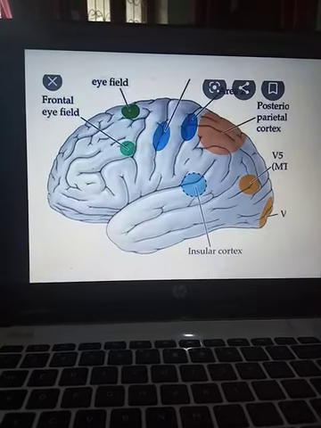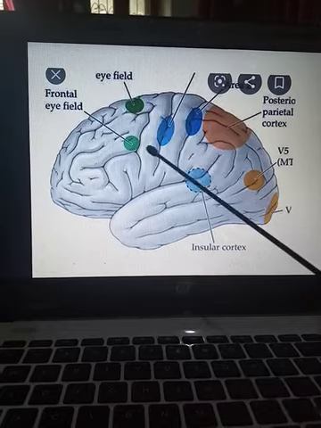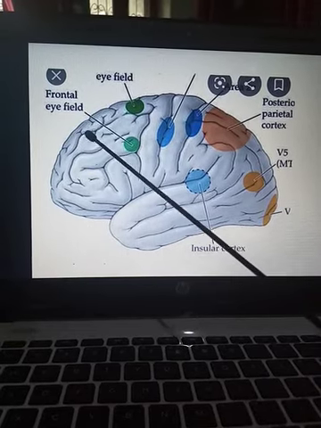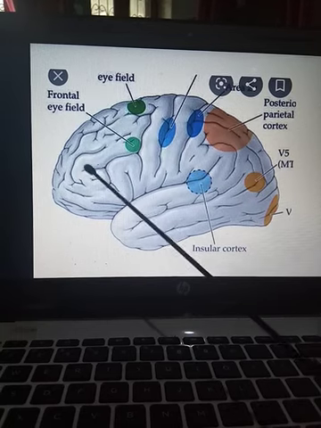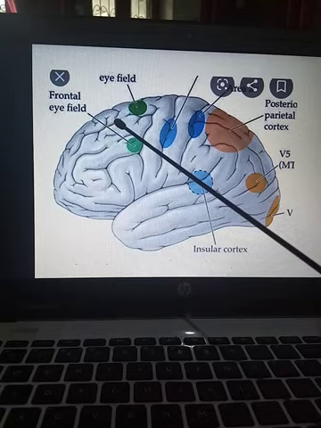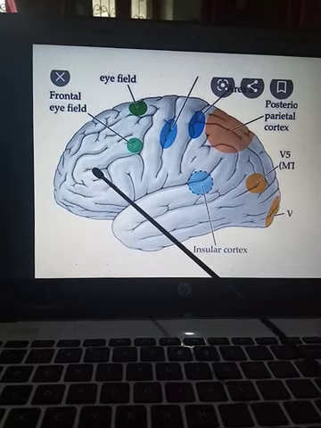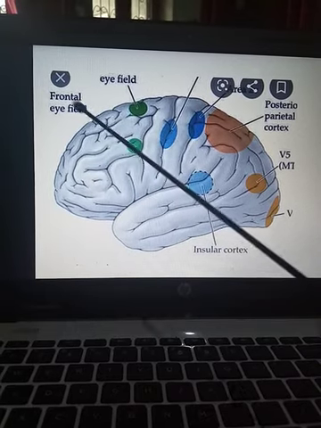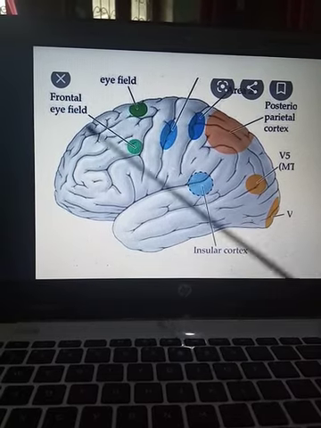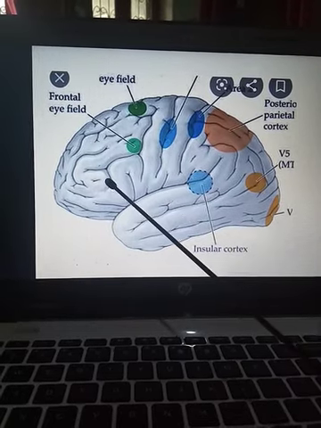After this comes your frontal eye field. As you can see in the picture, this is your frontal eye field. This is the superior frontal gyrus, this is the superior frontal sulcus, and this is the inferior frontal sulcus, dividing the frontal part into superior frontal gyrus, middle frontal gyrus, and inferior frontal gyrus.